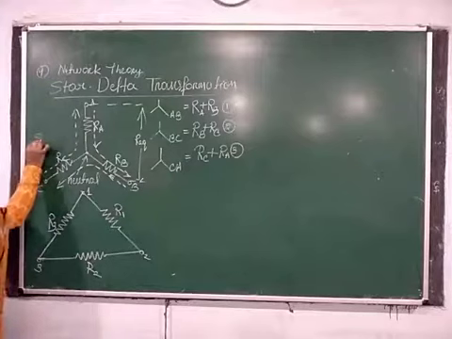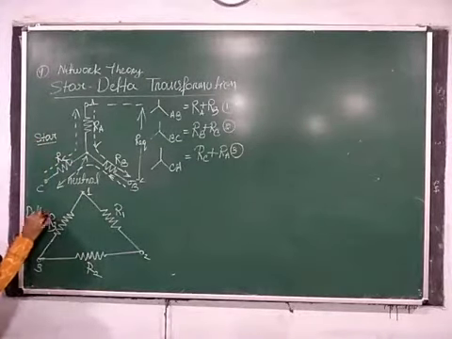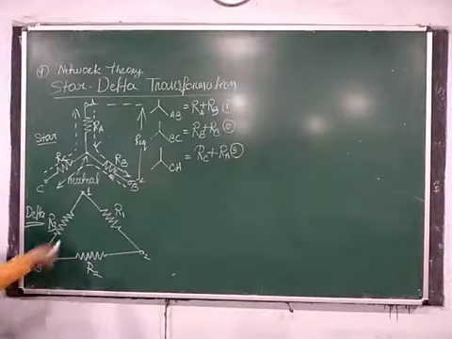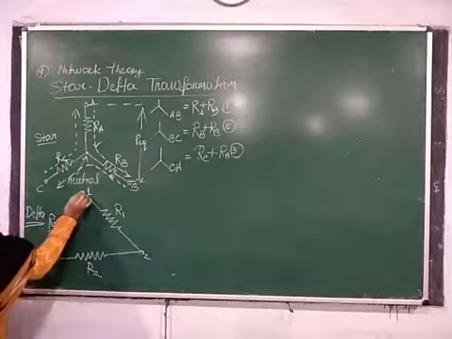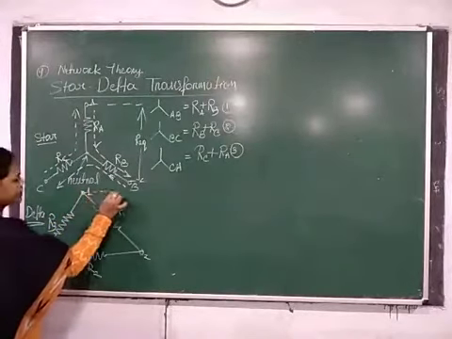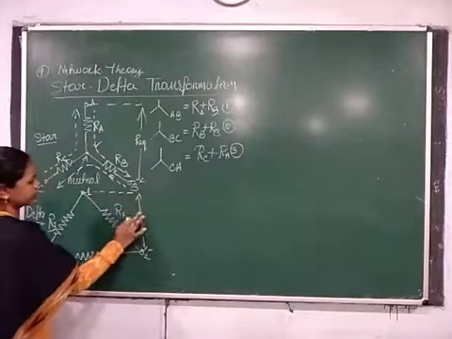This is the star connection. This one is the delta connection. In delta connection, you find the resistance between 1 and 2. Between 1 and 2 you find the equivalent resistance.